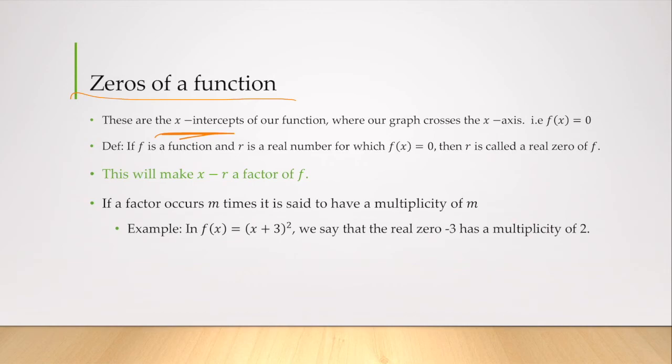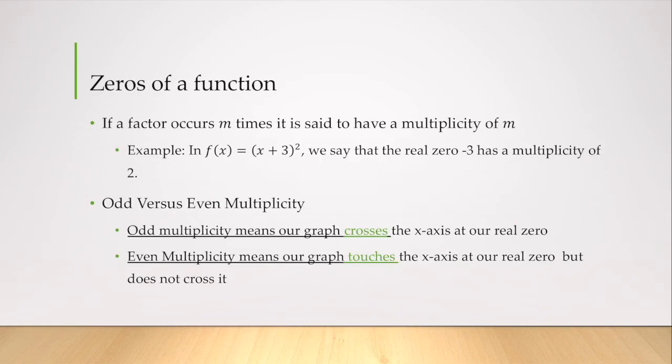If a factor occurs m times, it's said to have a multiplicity of m. So for example, in this function, f of x equals x plus 3 squared, we say the real 0, negative 3, has a multiplicity of 2. That means it occurs twice. If it has odd multiplicity, that means our graph crosses the x-axis at our real 0. And an even multiplicity means our graph touches the x-axis at our real 0, but does not cross it.